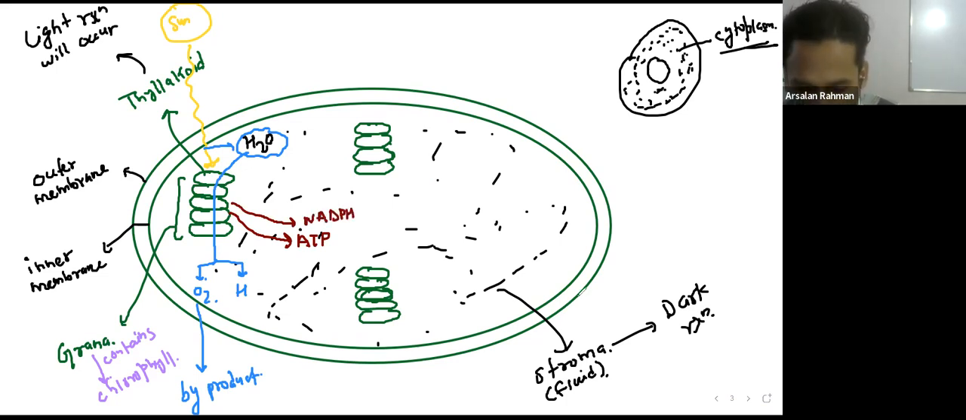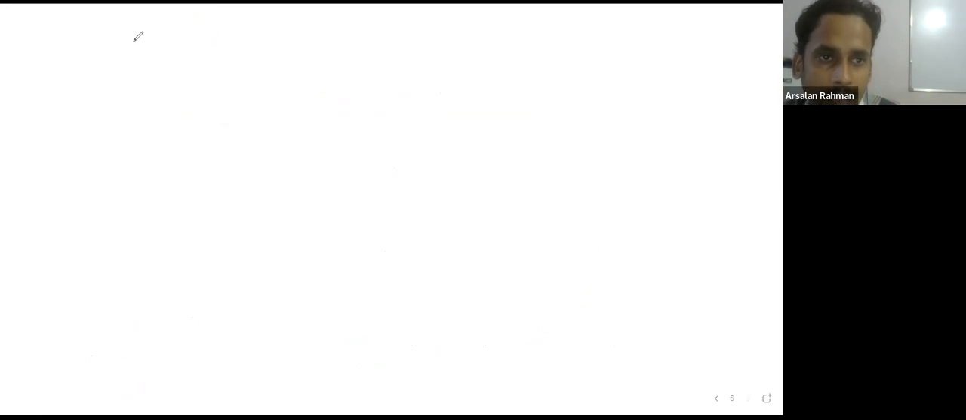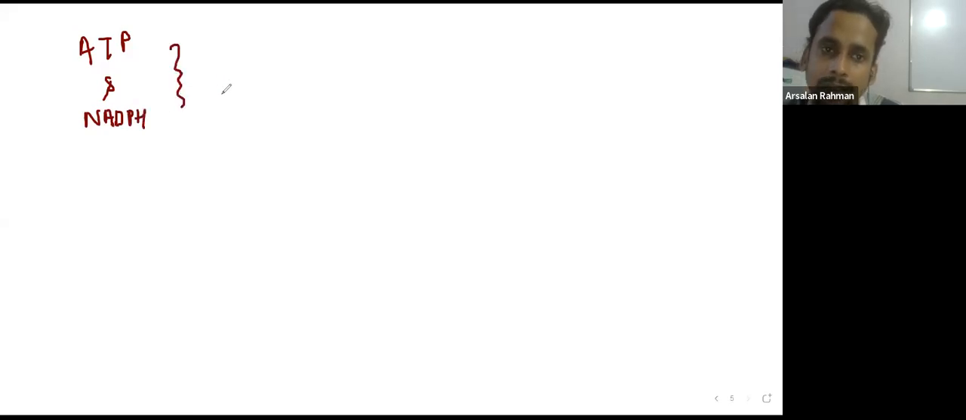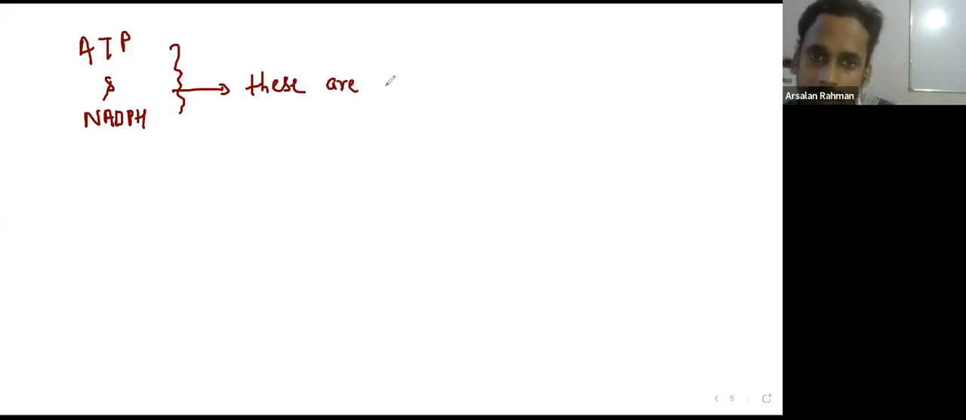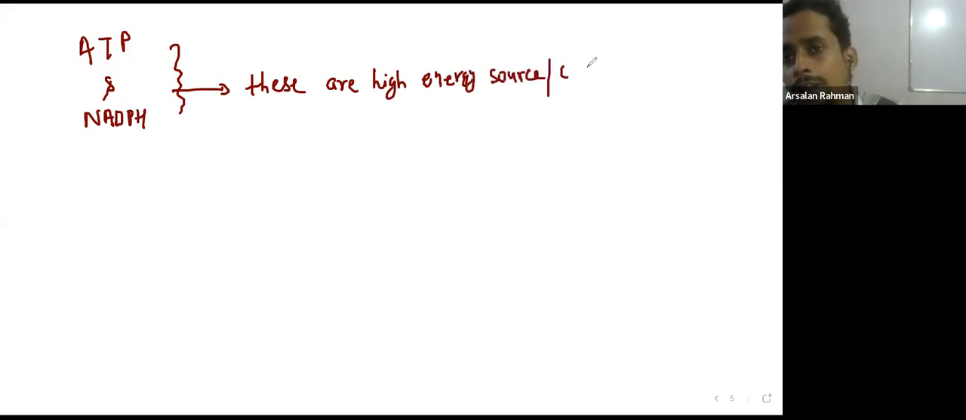NADPH. Let me give you ATP and NADPH. What are these? These are high energy source or compound. Listen. Some compounds contain lots and lots of energy, some compounds do not contain a lot of energy. But ATP and NADPH are those compounds which have a lot of energy stored in them.